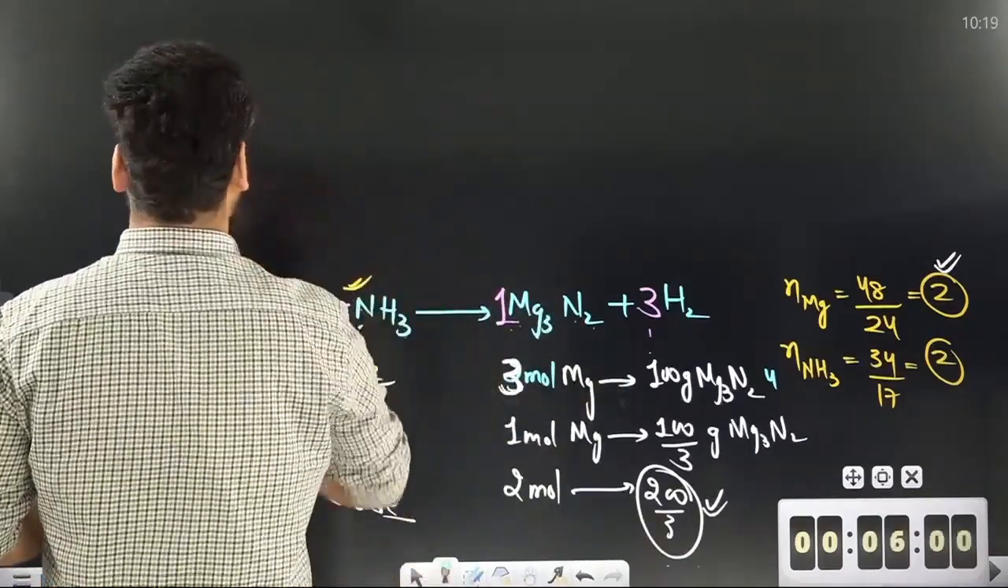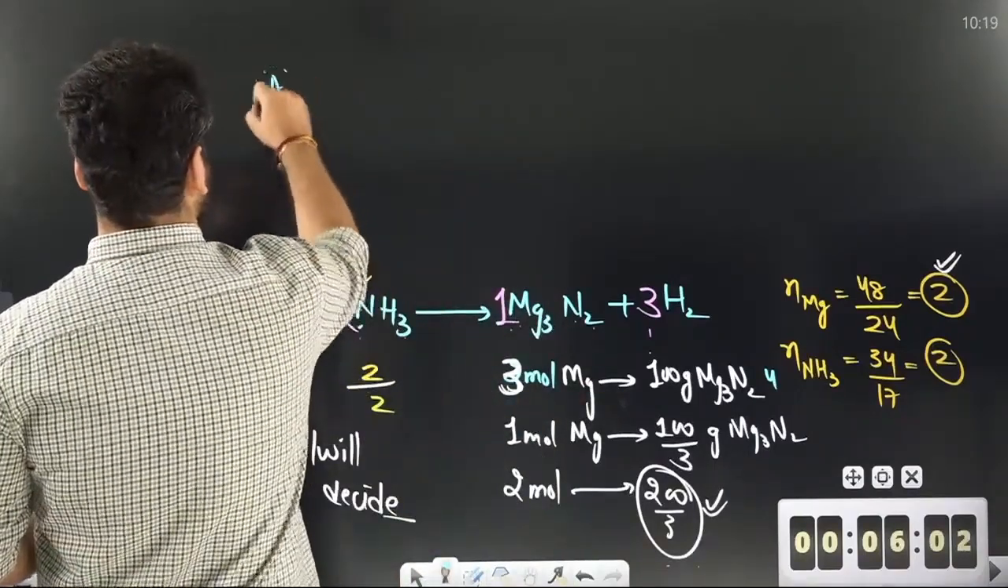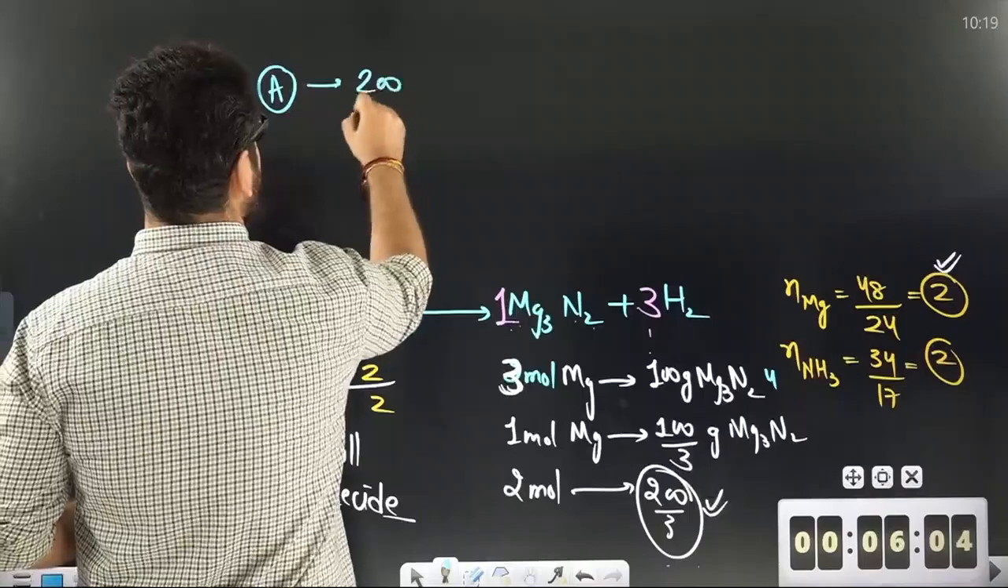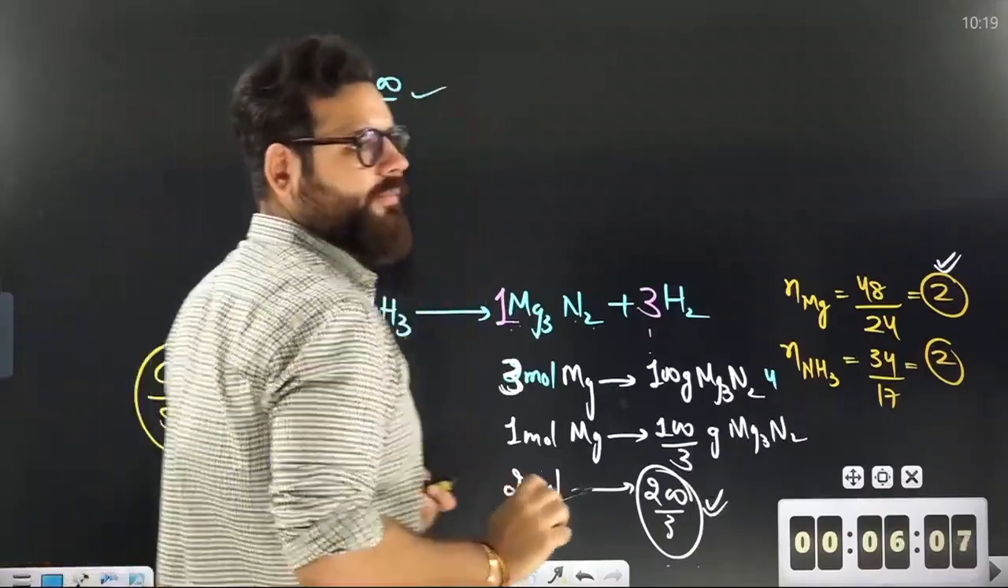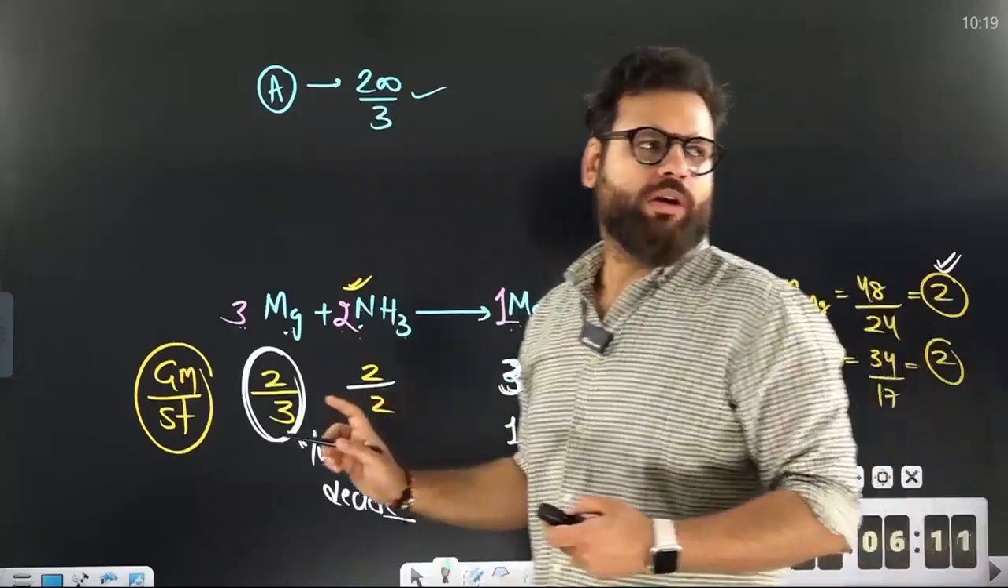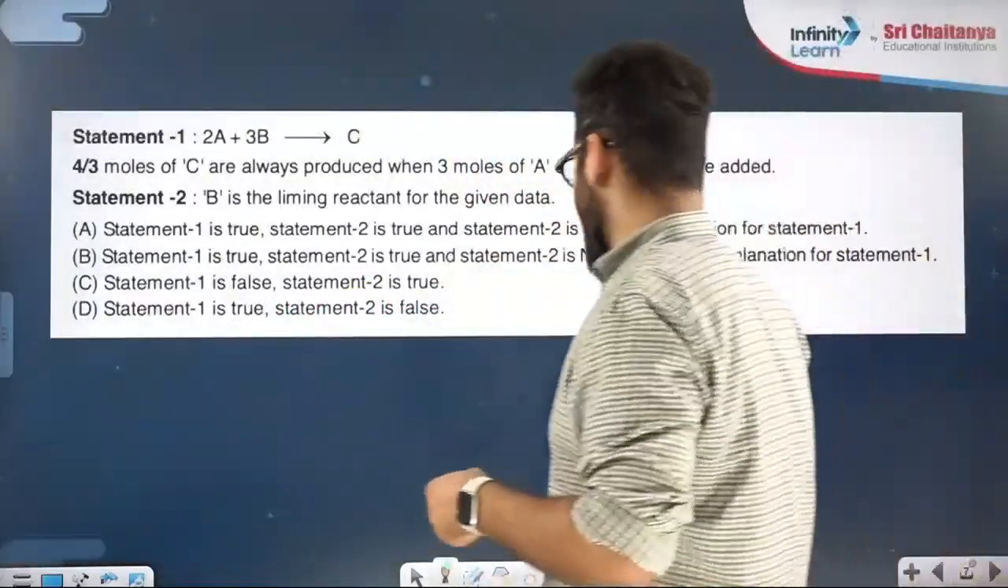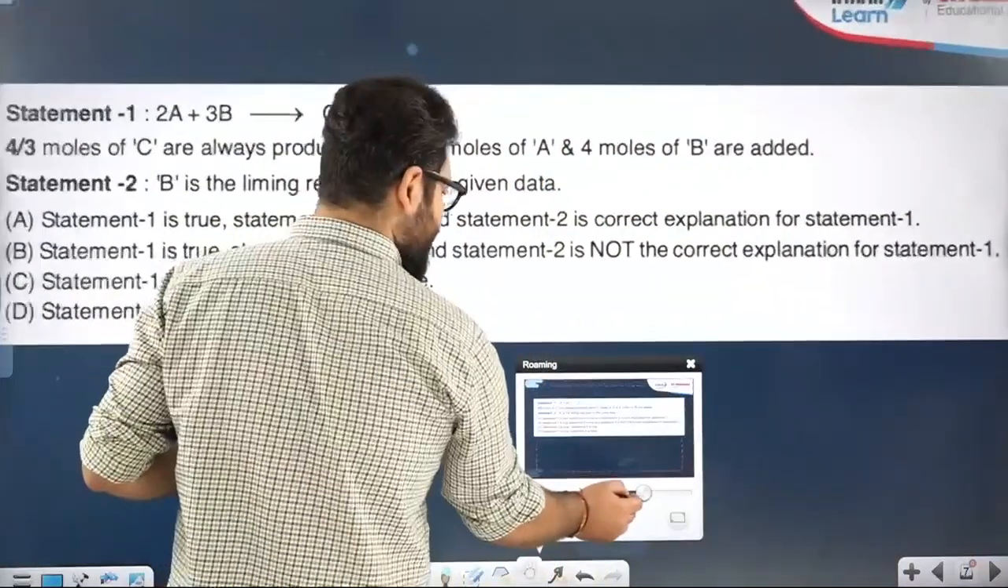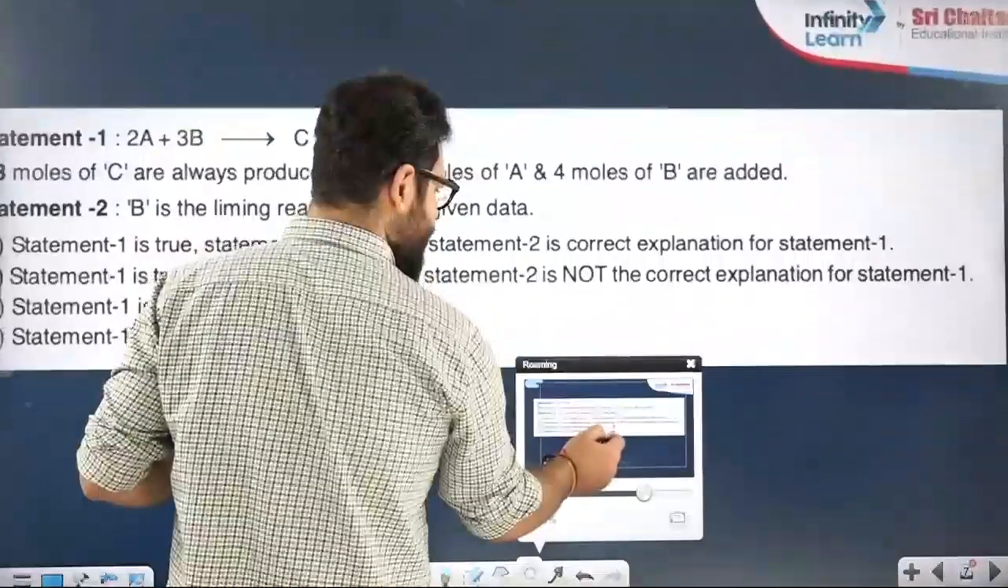By mistake, I have removed the question. A was the correct answer, 200 by 3. Those who said A are correct. Okay, good. Next question. All of you try this. Be a little careful while solving this question, everybody.